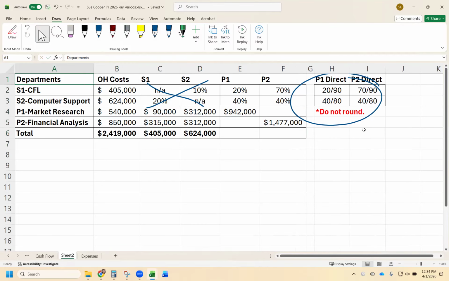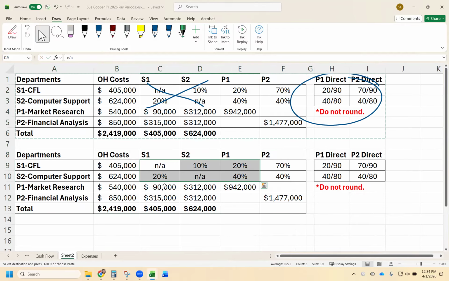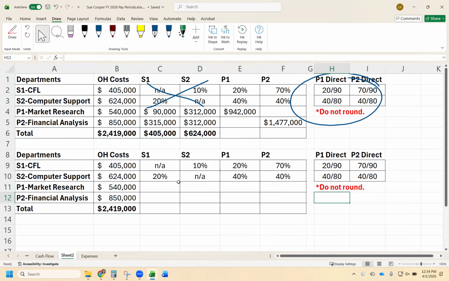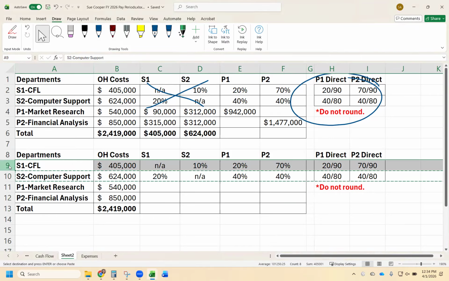All right, so now let's do the step method. So I will reset this. And for the step method, it says specifically in the problem that the department that provides the greatest percentage of services to the other service department goes first. So Service Center 1 provides 10% of its time to Service Center 2, and Service Center 2 provides 20% of its time to Service Center 1. So that tells me that Service Center 2 needs to go first.